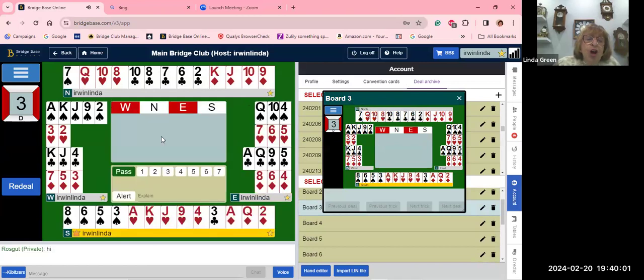Right, South is going to open this hand 1 heart. And there's going to be an overcall of 1 spade. North is going to bid 2 hearts. And East is going to bid 2 spades.